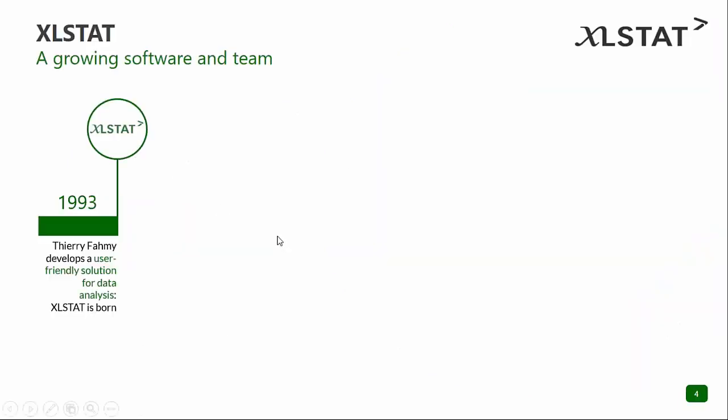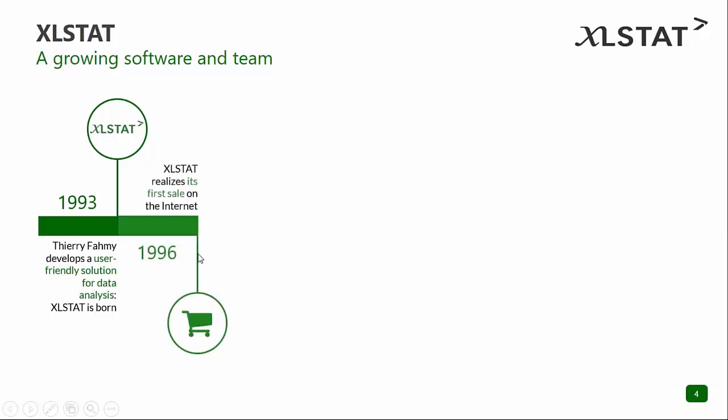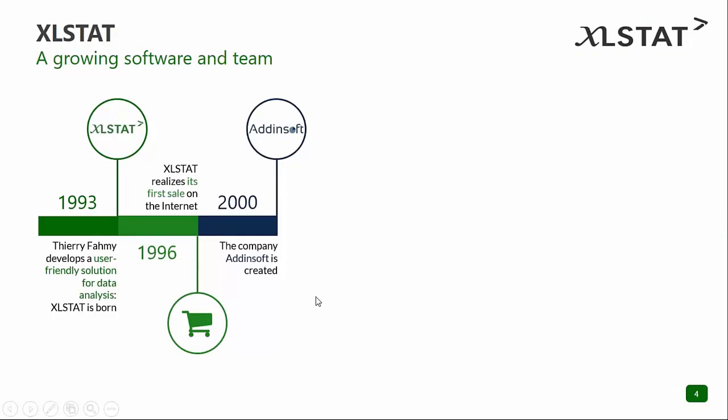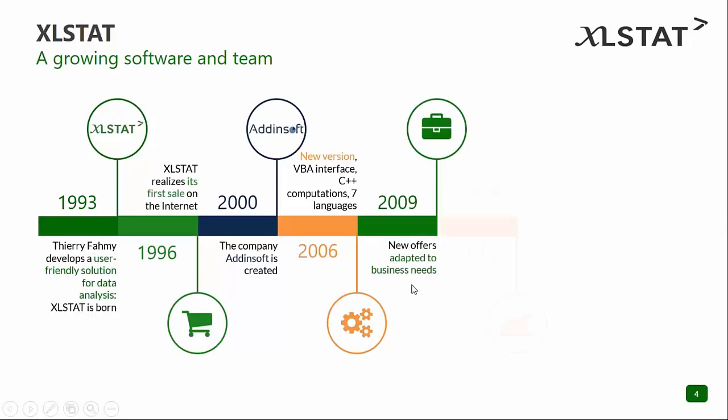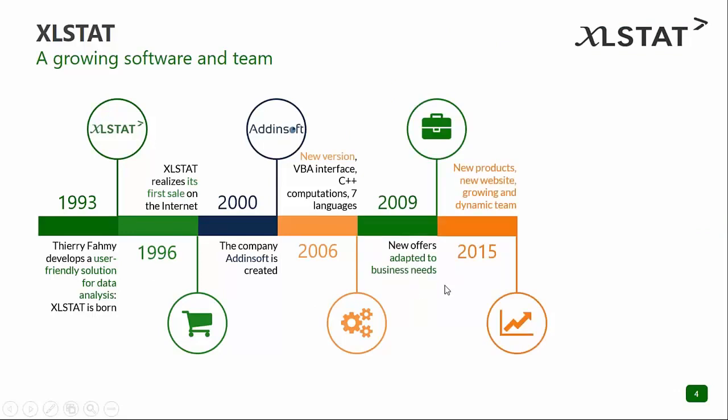XLSTAT is a growing software and has a growing team. The development phase started in 1993. The first sale occurred in 1996. In 2000, the Addinsoft company, which develops today the XLSTAT software, was created. In 2006, we had a new version with two types of coding languages. In 2009 and 2015, we developed new products that are related to specific fields.